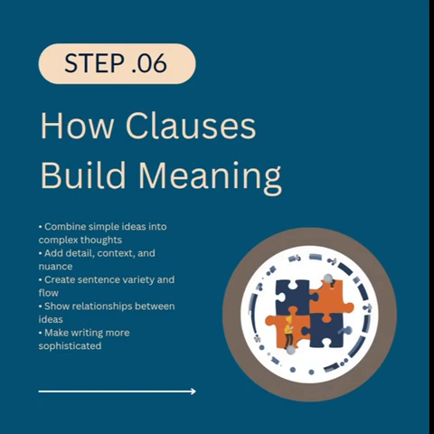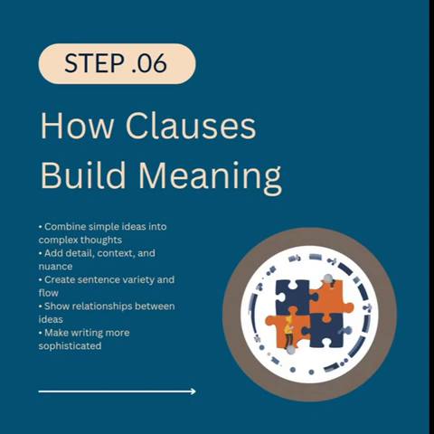Now we look at how clauses build meaning. Clauses are building blocks of meaning in a sentence and they help us organize ideas in a clear and logical way. A clause always contains a subject and a verb, but its role in communication depends on whether it is independent or dependent. An independent clause expresses a full idea, so it can stand alone as a complete sentence, like "she went home." A dependent clause, on the other hand, cannot stand alone because it leaves the meaning unfinished, such as "because she was tired."